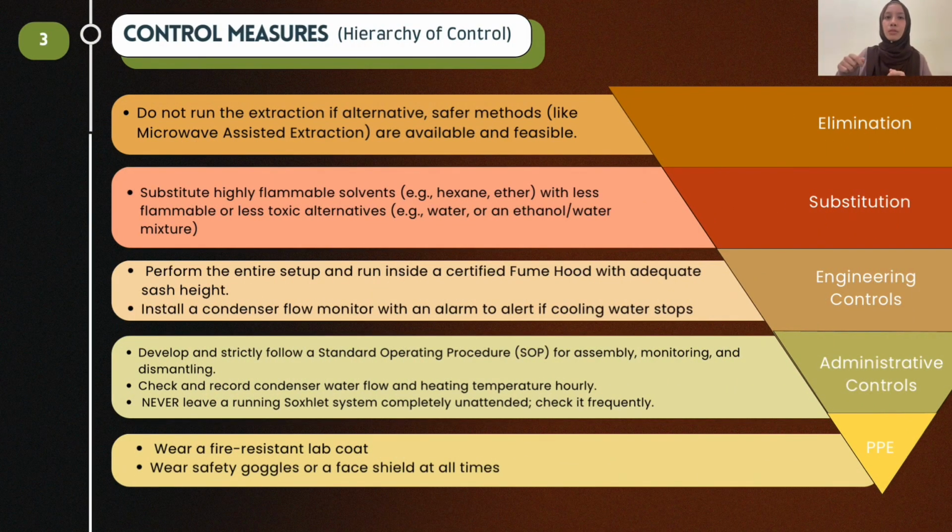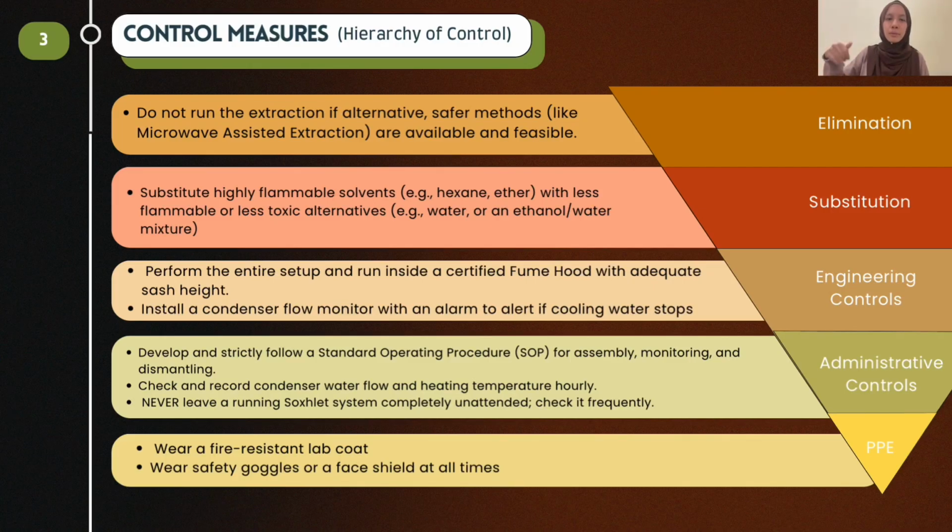And for the last step, it is the control measures. Here, we are referring to an upside down pyramid and we will start from elimination first. So under this category, if there's a safer alternative method like microwave assisted extraction, then it is better to use that rather than Soxhlet apparatus. So if we could not eliminate, then we'll move further down the pyramid, which is the substitution. We can substitute the highly flammable solvent with a less flammable solvent.